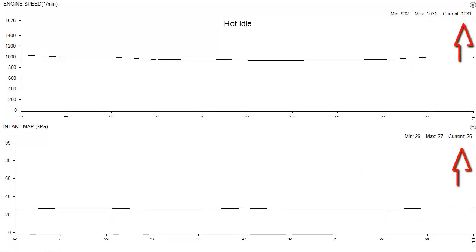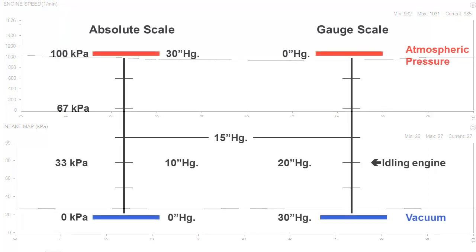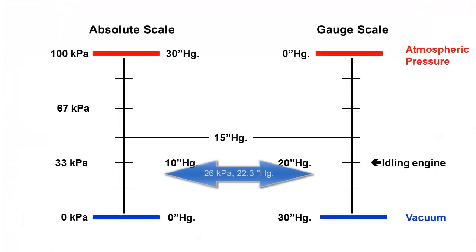Intake MAP and vacuum levels remain steady at hot idle. This is the MAP reading on the vacuum chart.